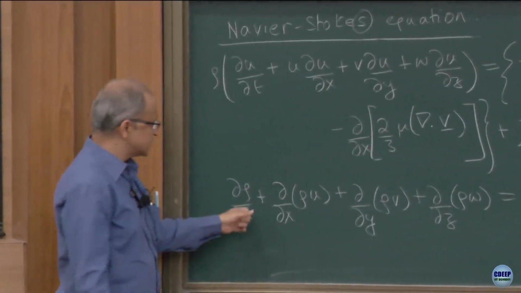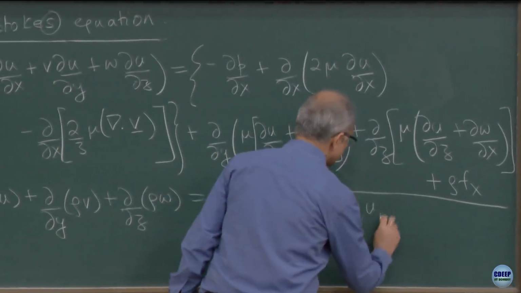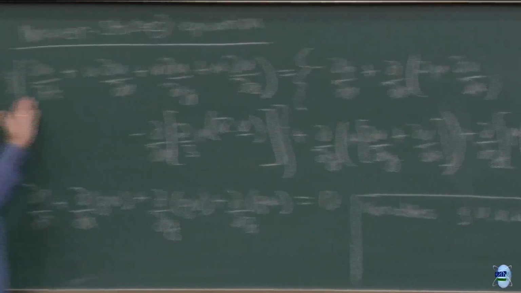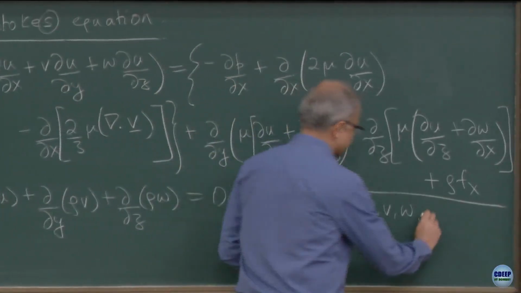The continuity equation gives us that the variables are rho, u, v, w. We have already discussed these variables before. And you can see that when I go to the momentum equation now, the only new variable that I pick up is p.